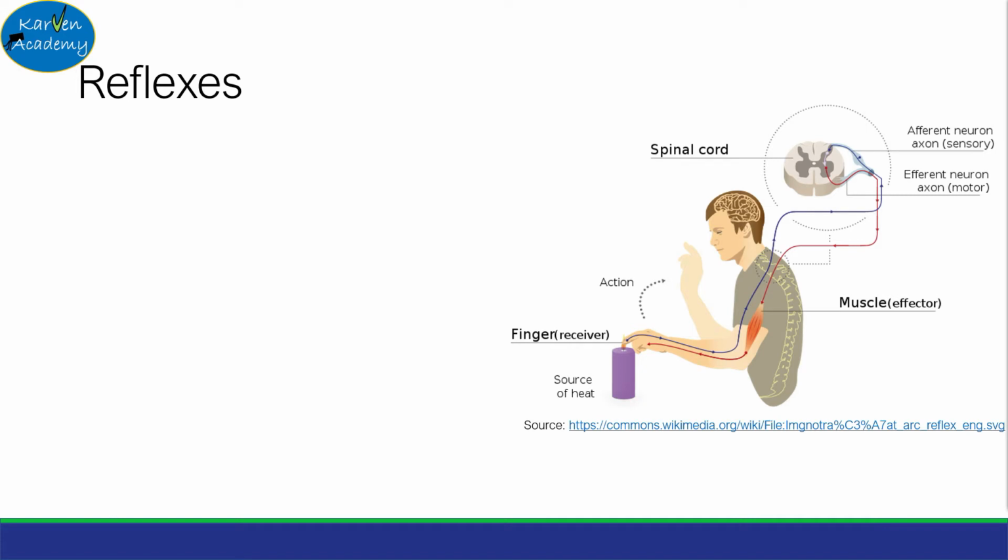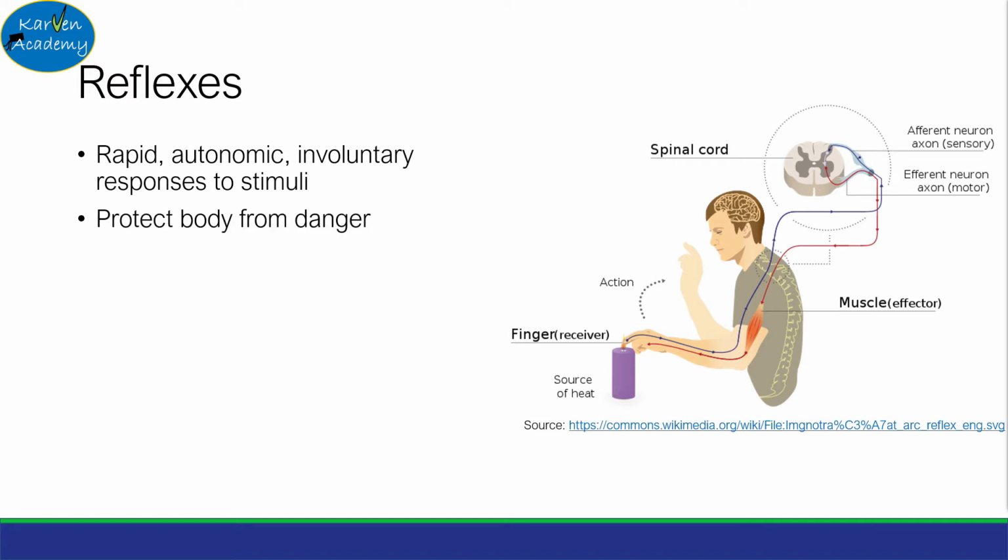Did you blink? So this blinking is an example of a reflex, and reflexes are described as rapid, autonomic, involuntary responses to stimuli. The aim of the reflex is to protect your body from danger, because imagine if you were watching this video without blinking. Your eyes would dry and that would cause damage. But don't try this, by the way.